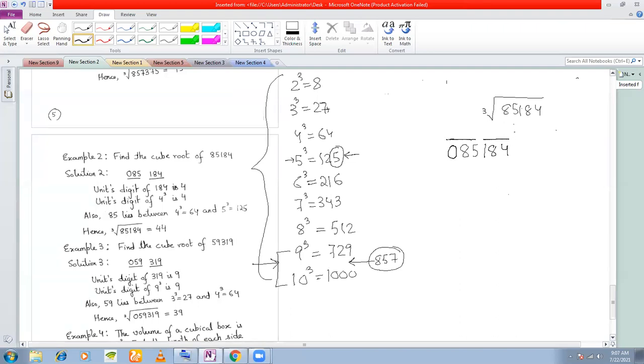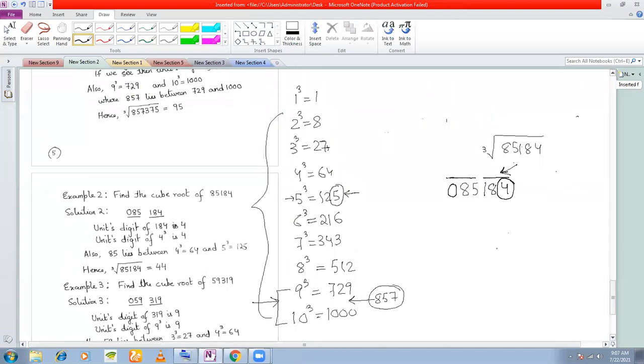Now look at the first group, which is 184. In this, you look at the last digit. What is the last digit here? 4. Which number when cubed gives the last digit 4? 4 cube gives 64. So that means you write a 4 below here. Why 4? Because 4 cube is equal to 64. Clear with this?